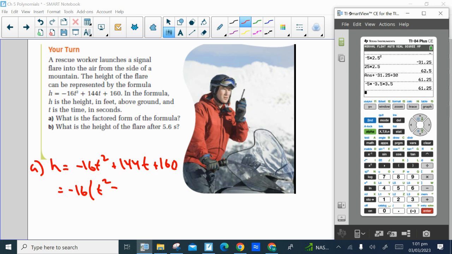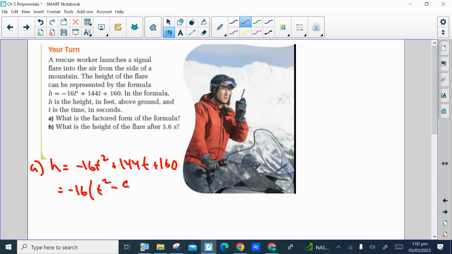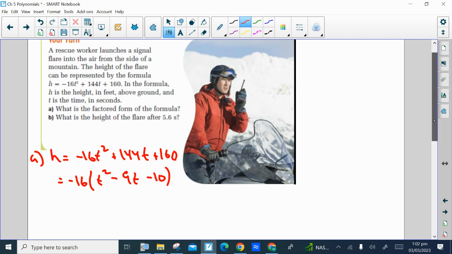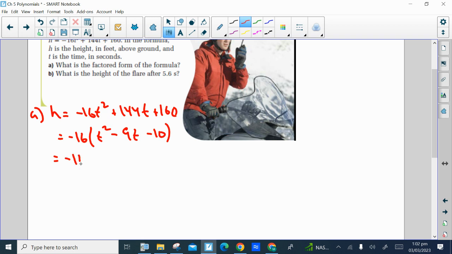Let's just check that. 144 divided by negative 16. Yep, negative 9. So this will be minus 9t. And then positive 160 divided by negative 16 will be negative 10. So we took out a common factor of negative 16 first. And then we have a trinomial there that can be factored further. The front terms of these binomials have to multiply to get t squared, so they're both going to have to be t's. And now I'm looking for two numbers that multiply to get negative 10, add to get negative 9.